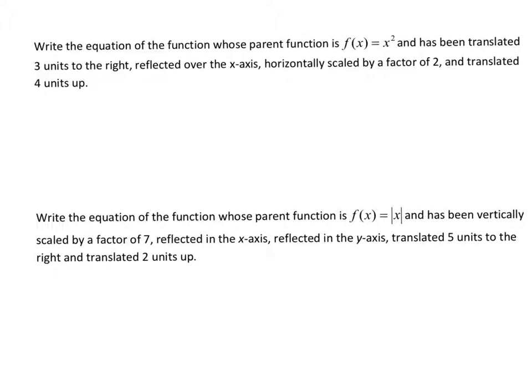So this first one, it's telling me that the parent function is x squared. So that means as I'm writing it, I'm going to have a quantity squared to reflect that parent function. It's been translated 3 units to the right, reflected over the x-axis, horizontally scaled by a factor of 2, and finally translated 4 units up.